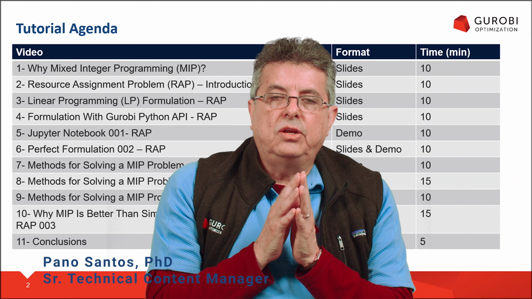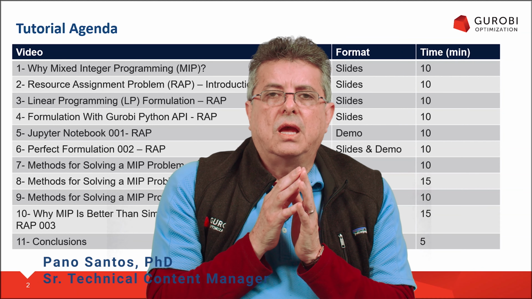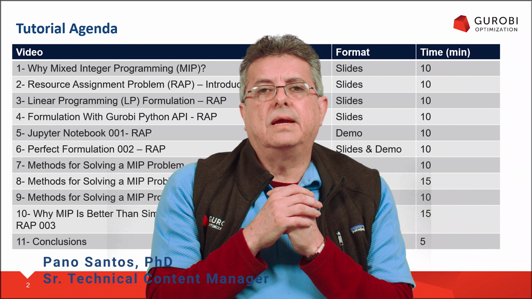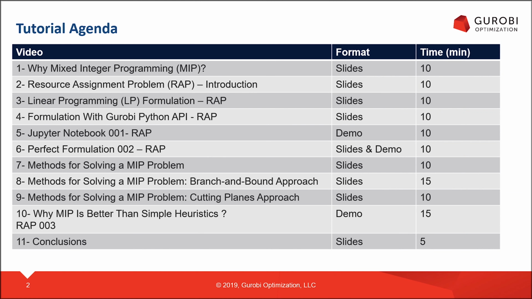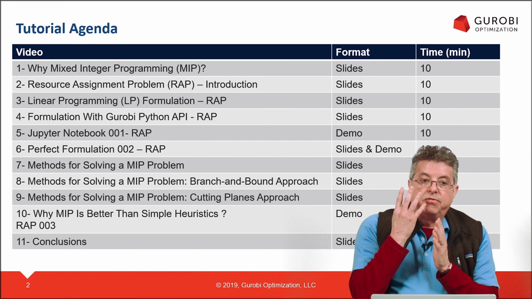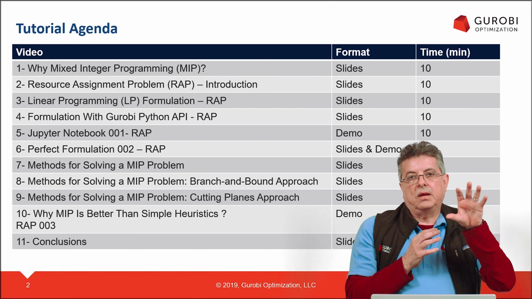Then in the second video, we are going to present and discuss a problem that we'll discuss throughout the whole video series. And this problem is called the resource assignment problem. And for short, we are going to call it the RAP problem. In the third video, what we are going to do is to formulate this RAP problem as a linear programming problem.